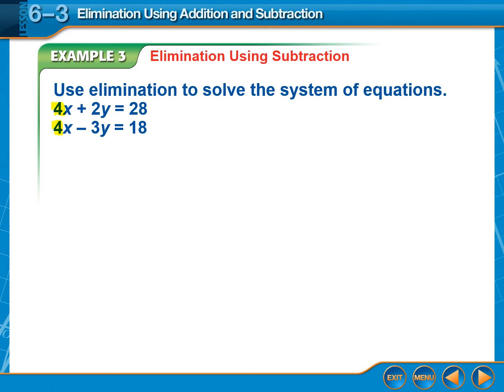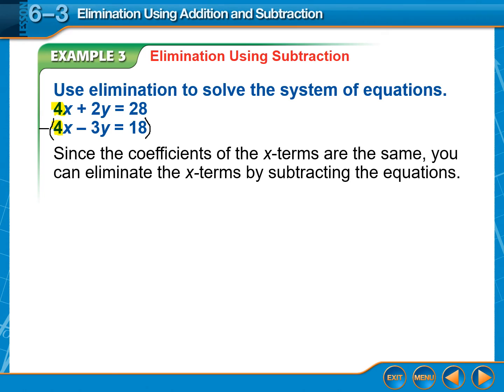If the coefficient is the same, we can still use elimination, but now instead of doing addition, we're going to eliminate using subtraction. Because if we've got 4x, we want to take away the 4x that's underneath. So we're actually going to take away the entire second equation. Instead of combining them, we're taking the second equation away from the first equation. Since the coefficients of the x terms are the same, we're going to subtract the equations.